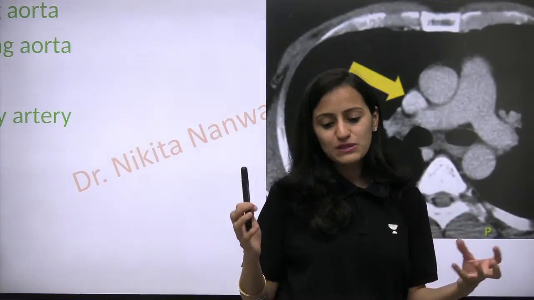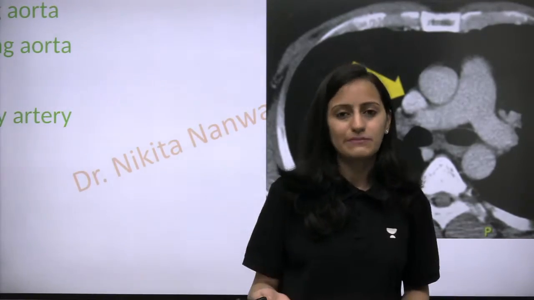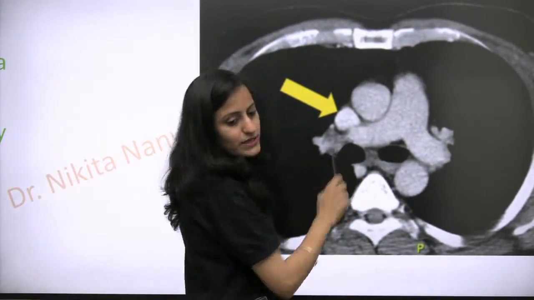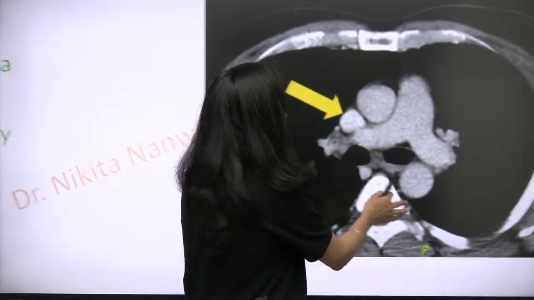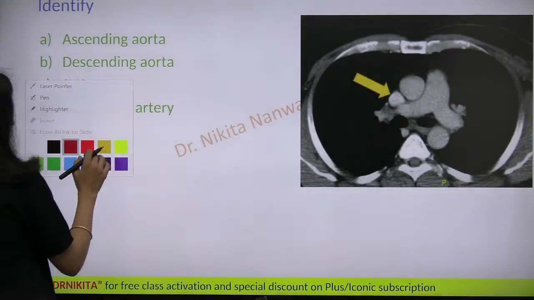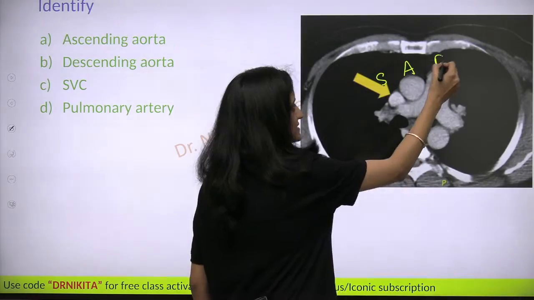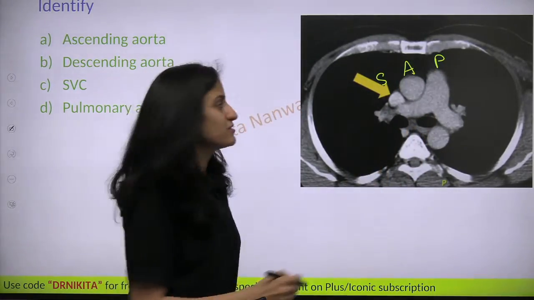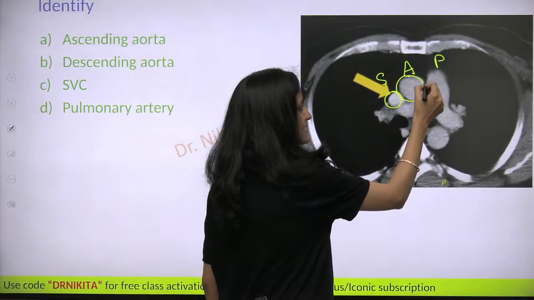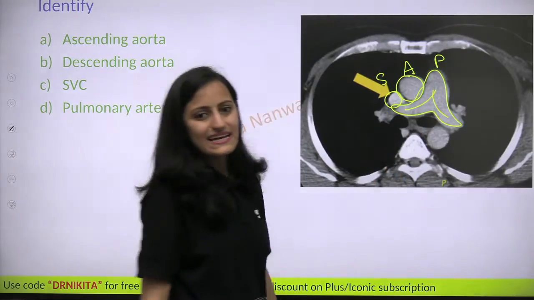The artery which will enter into the lungs is the pulmonary artery. That's what we are seeing here. It's going into the right and the left. So please remember that from right to left, the arrangement of structures is SAP, that is superior vena cava, ascending aorta, and the pulmonary artery dividing into right and left.